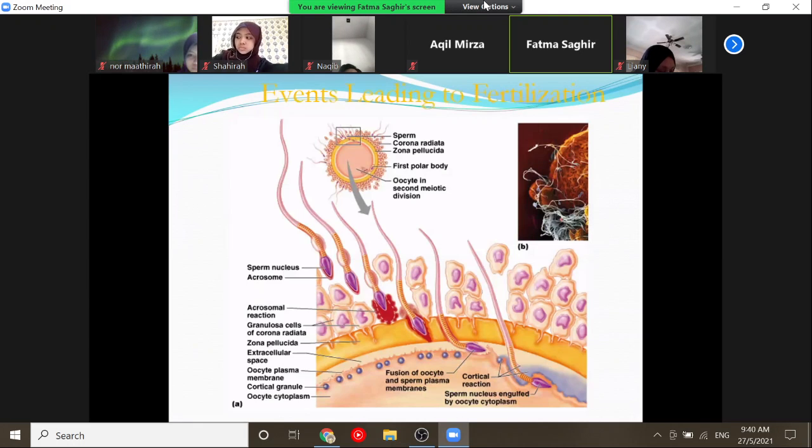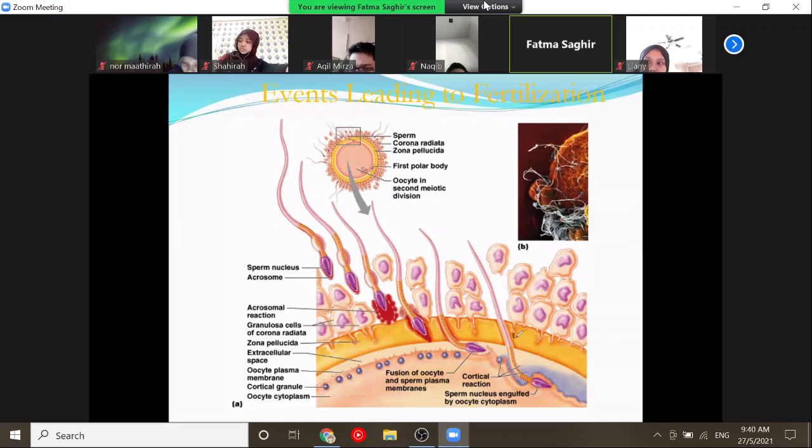Okay, no need for more details. So here we can see, if we want to go step by step, we have many sperm. You can see, for example, here one sperm, another and another. But the one which is successful, only one, we have one sperm successful to penetrate.